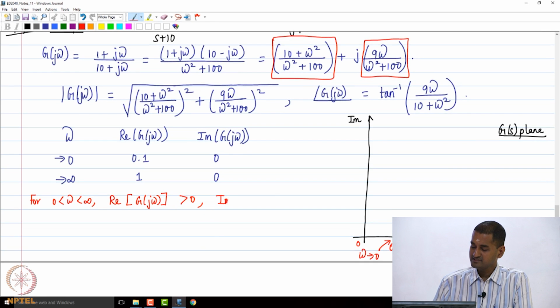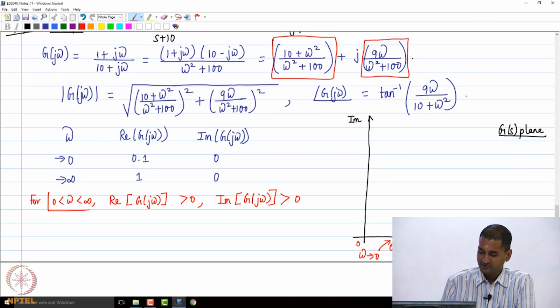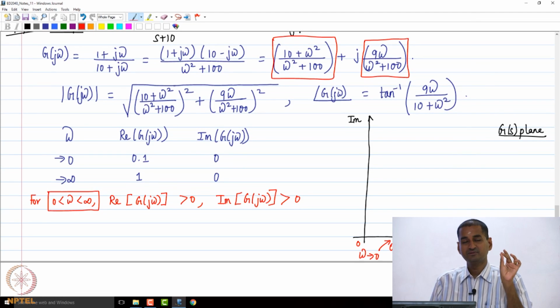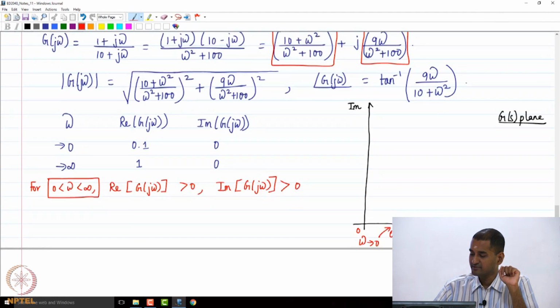And the imaginary part, for omega greater than 0, is also going to be greater than 0 and less than infinity. Of course, if I put omega greater than or equal to 0, I have to put the imaginary part as greater than or equal to 0. Please note that I am taking omega greater than 0 and less than infinity, so essentially the imaginary part will be infinitesimally positive. So you see that immediately the Nyquist plot is going to lie in the first quadrant. That is something we can immediately see.